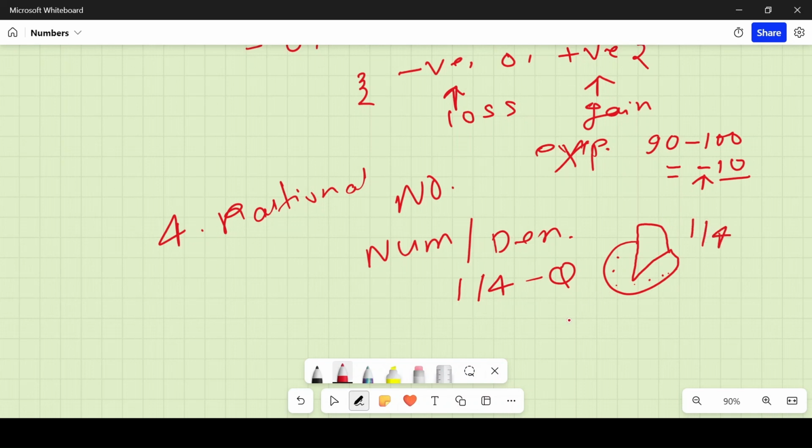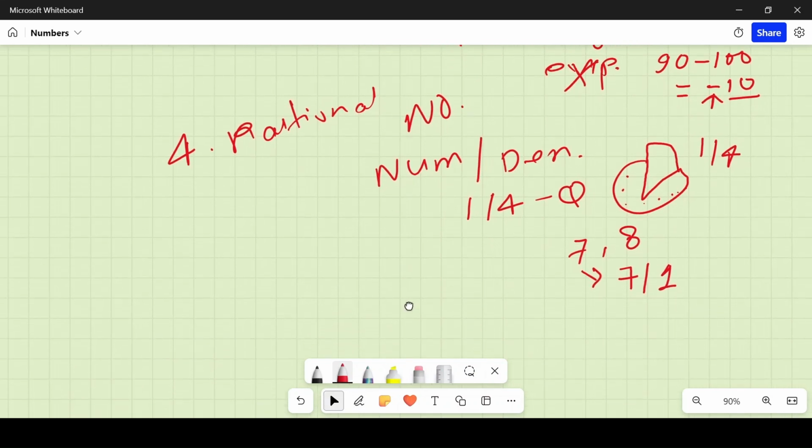A whole number like 7 or 8 can also be represented as a rational number. So if I have to represent 7 as a rational number, I can represent it as 7 by 1. Next we have the irrational number.